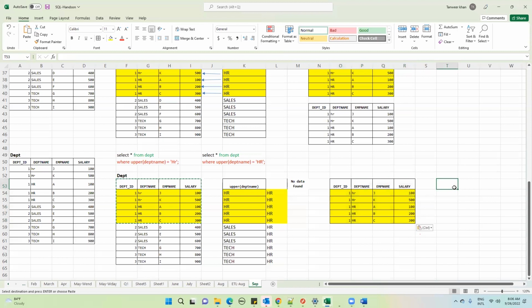Got it. So Tanvir, from this, can we say that every time a select statement is executed, a temporary table gets created? Correct. Every time we are doing a select statement, we will create a temporary table, even if we are selecting certain columns. This is all very similar to a restaurant.